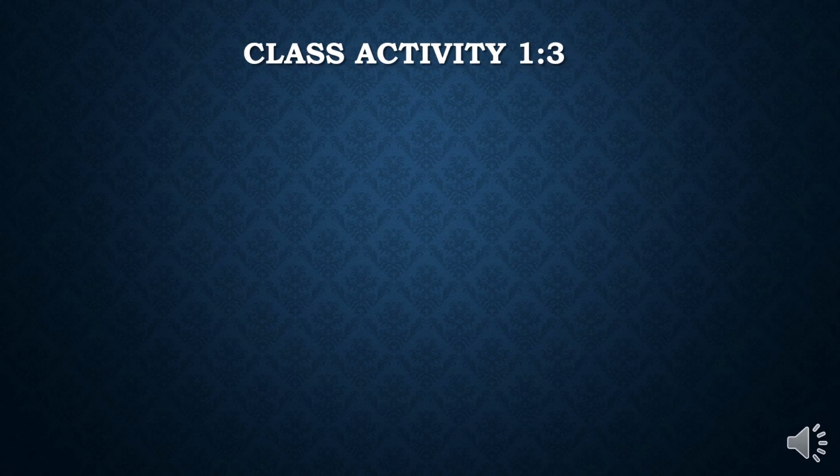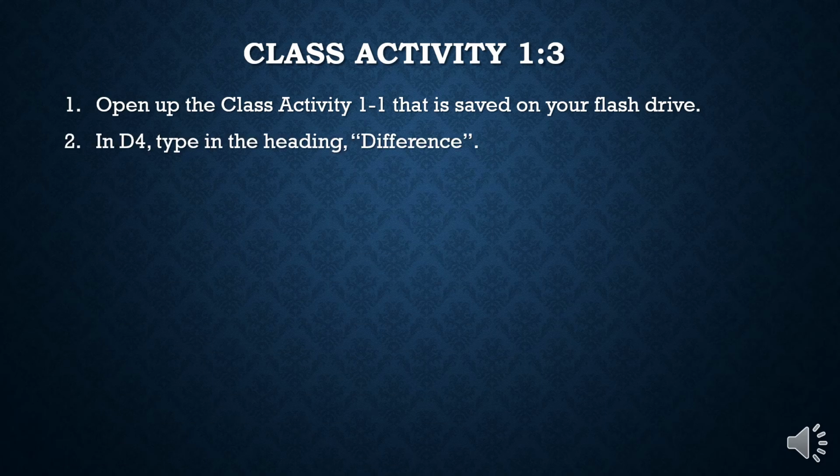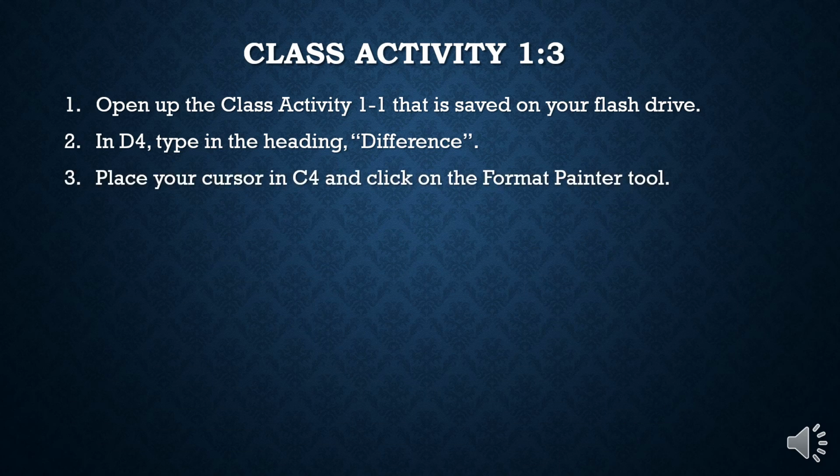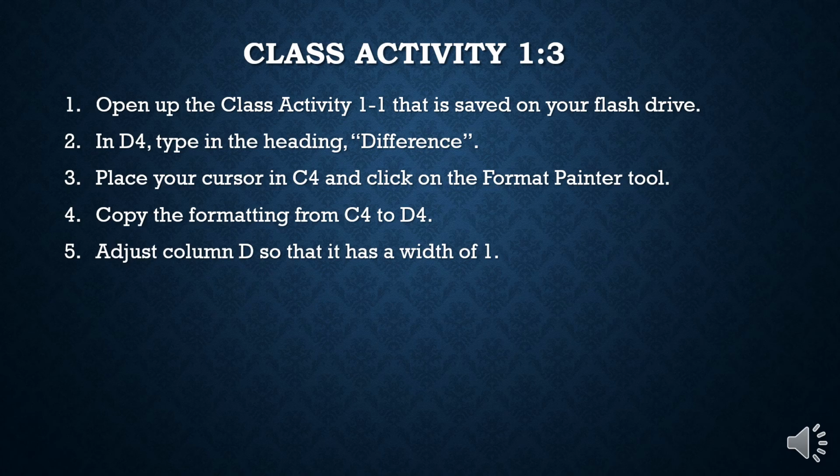Congratulations, you have just finished part 3 of this PowerPoint. Open up class activity 1.1 that is saved on your flash drive. In D4, type in the heading Difference. Place your cursor in C4, click on the Format Painter tool, and then copy the formatting from C4 to D4. Adjust column D so that it has a width of 10.